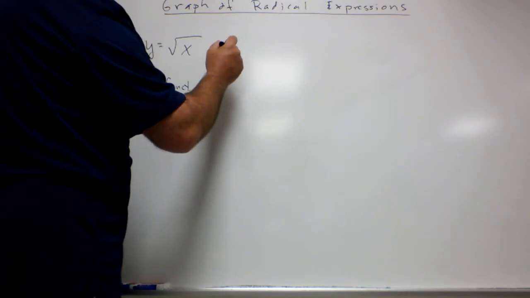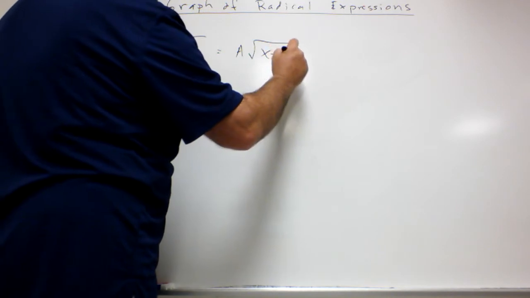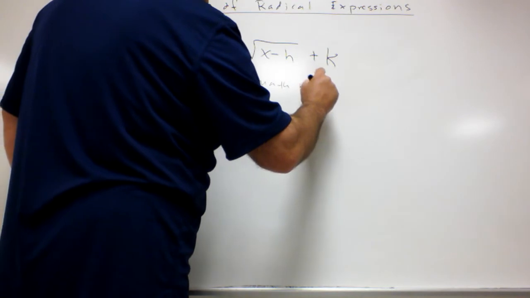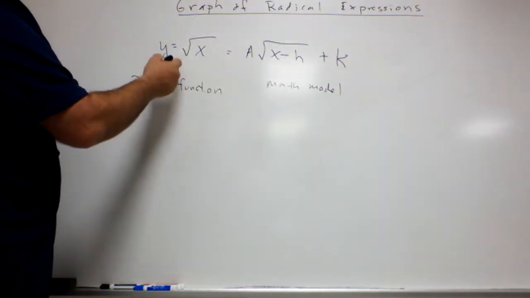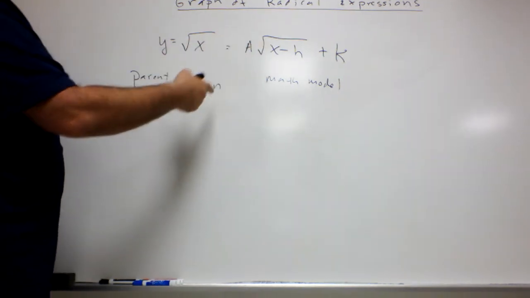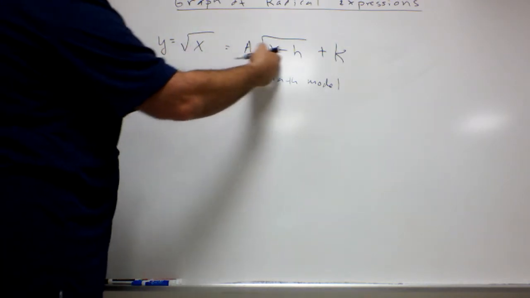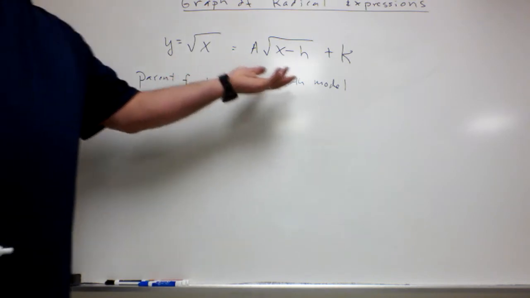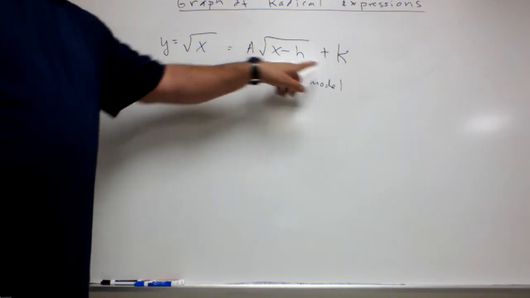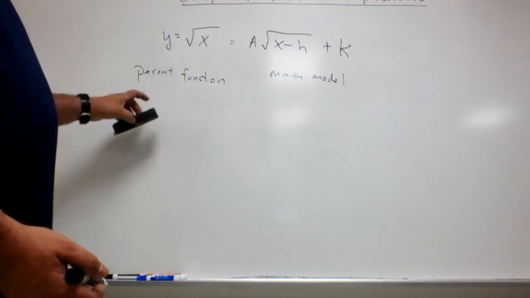The reason it's the parent function is because the math model is a times the square root of x minus h, plus k. This is the math model. For it to be a parent function, a must be 1, h must be 0, and k must be 0. So you can see here that the parent function is basically the stripped down version of the math model. It has a 1, it has no h, and it has no k. There's 0.